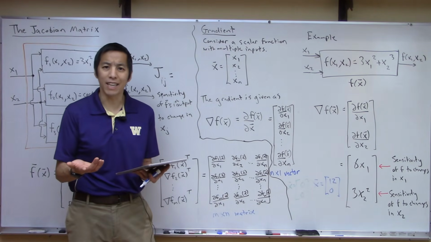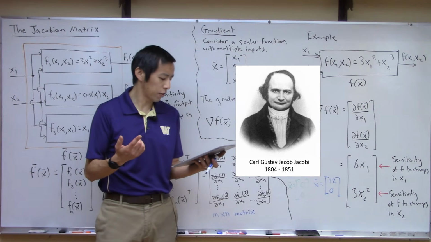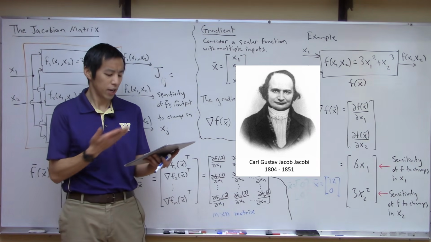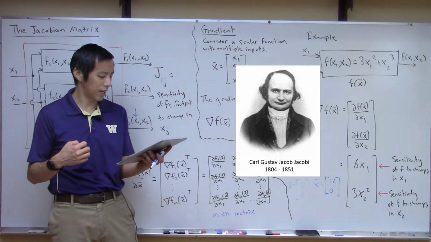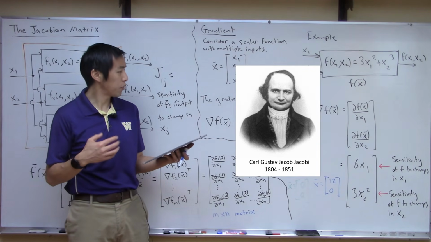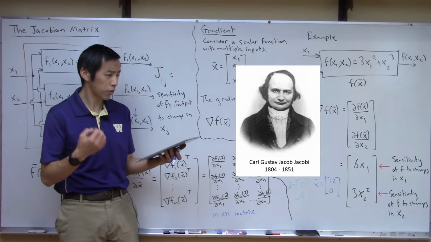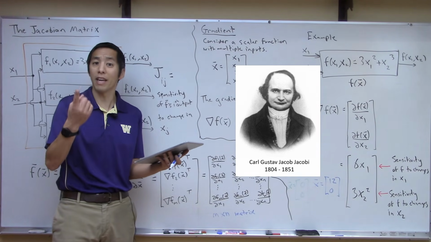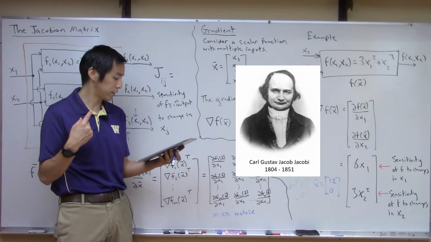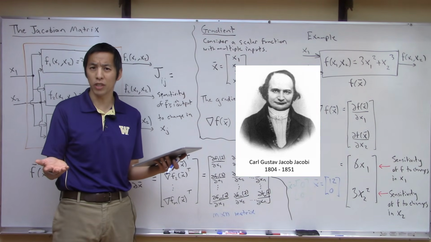Some history behind it. The Jacobian matrix is named after Carl Gustav Jacob Jacobi. You can see over here what he looked like. He was born in 1804 and died in 1851. He was a German mathematician who made fundamental contributions to elliptic functions, dynamics, which we're going to take a look at in just a second, and differential equations.